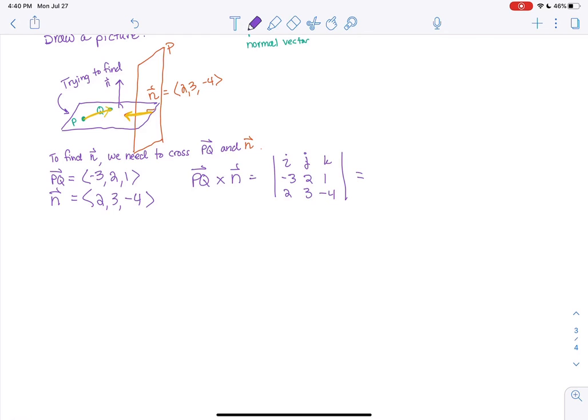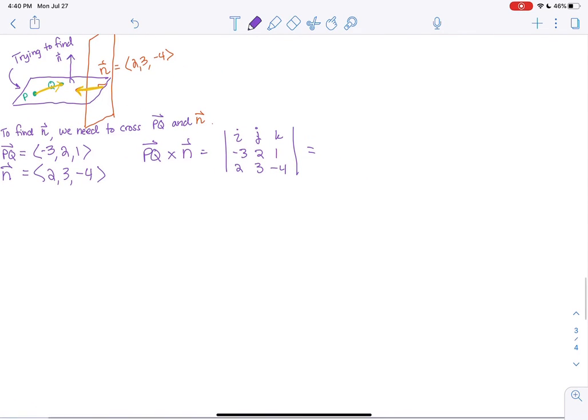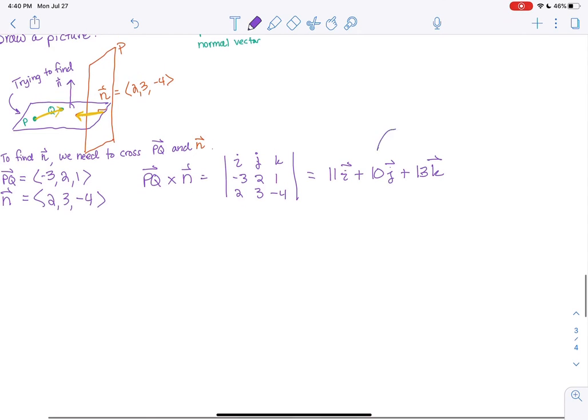That comes out to be, I'll just save you the calculation. It comes out to be 11i plus 10j plus 13k. So this is n. This is the normal vector of the plane we're trying to find.